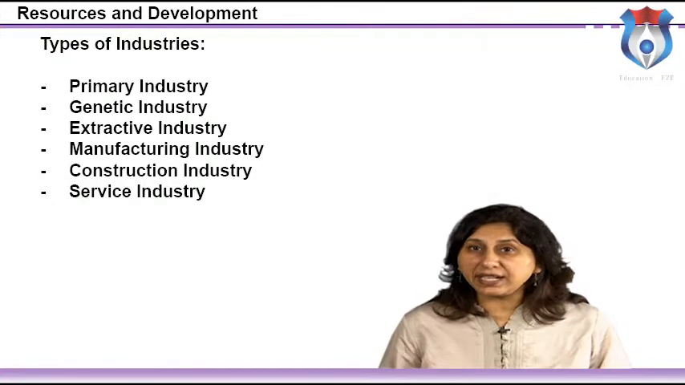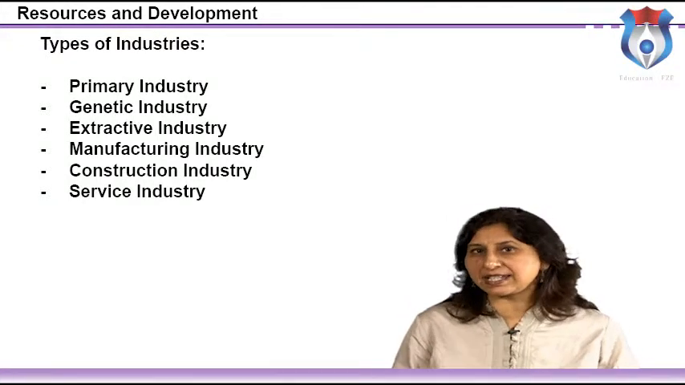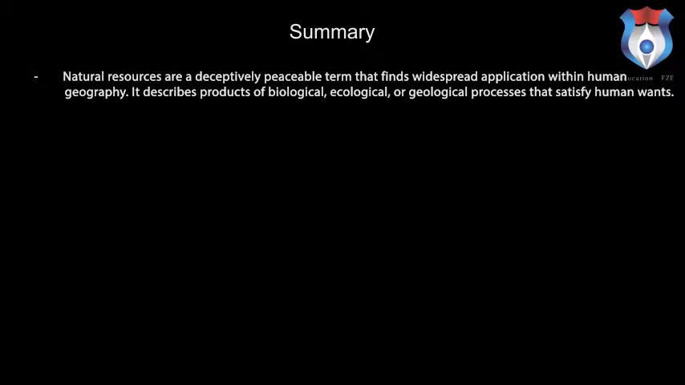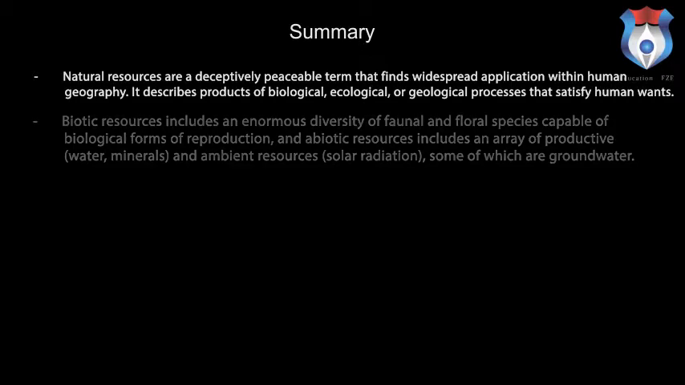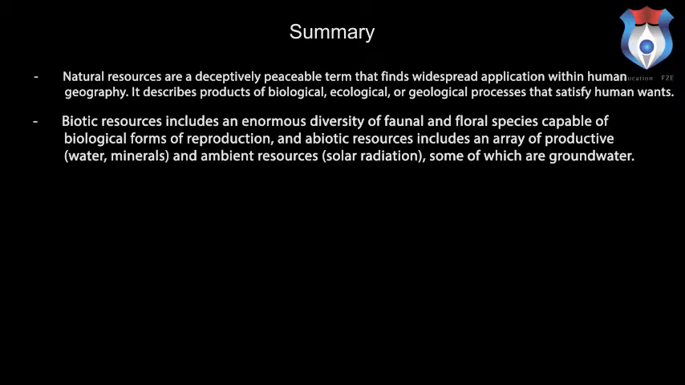Summary. Now in the end, let us summarize what we have learnt in this lecture. Natural resources are a deceptively peaceable term that finds widespread application within human geography. It describes products of biological, ecological, or geological processes that satisfy human wants. Biotic resources include an enormous diversity of faunal and floral species capable of biological forms of reproduction, and abiotic resources include an array of productive, water, minerals and ambient resources, solar radiation, some of which are groundwater.